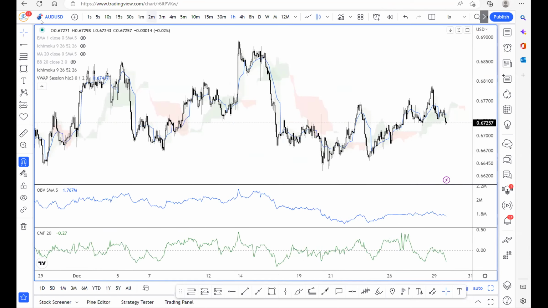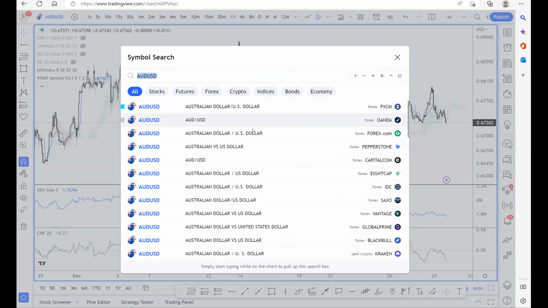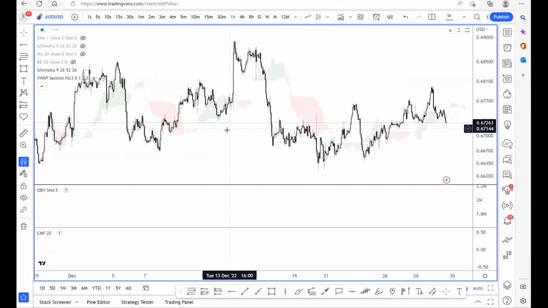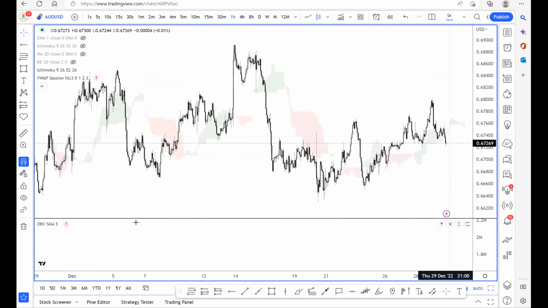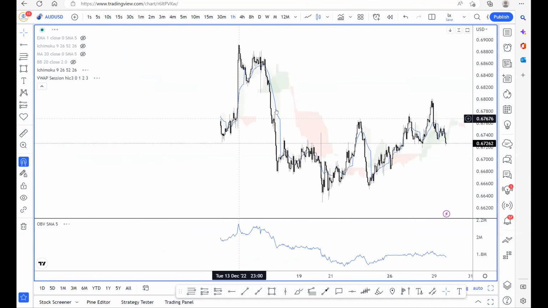So let's say on this area, you do have to toggle between the different providers to see which are the ones that provide volume. For example, in this case, you can see that brokers who are data providers that do not provide volume don't have the volume indicator, so you're not able to read the volume indicators. So in this case, I'll just use one that provides the volume.